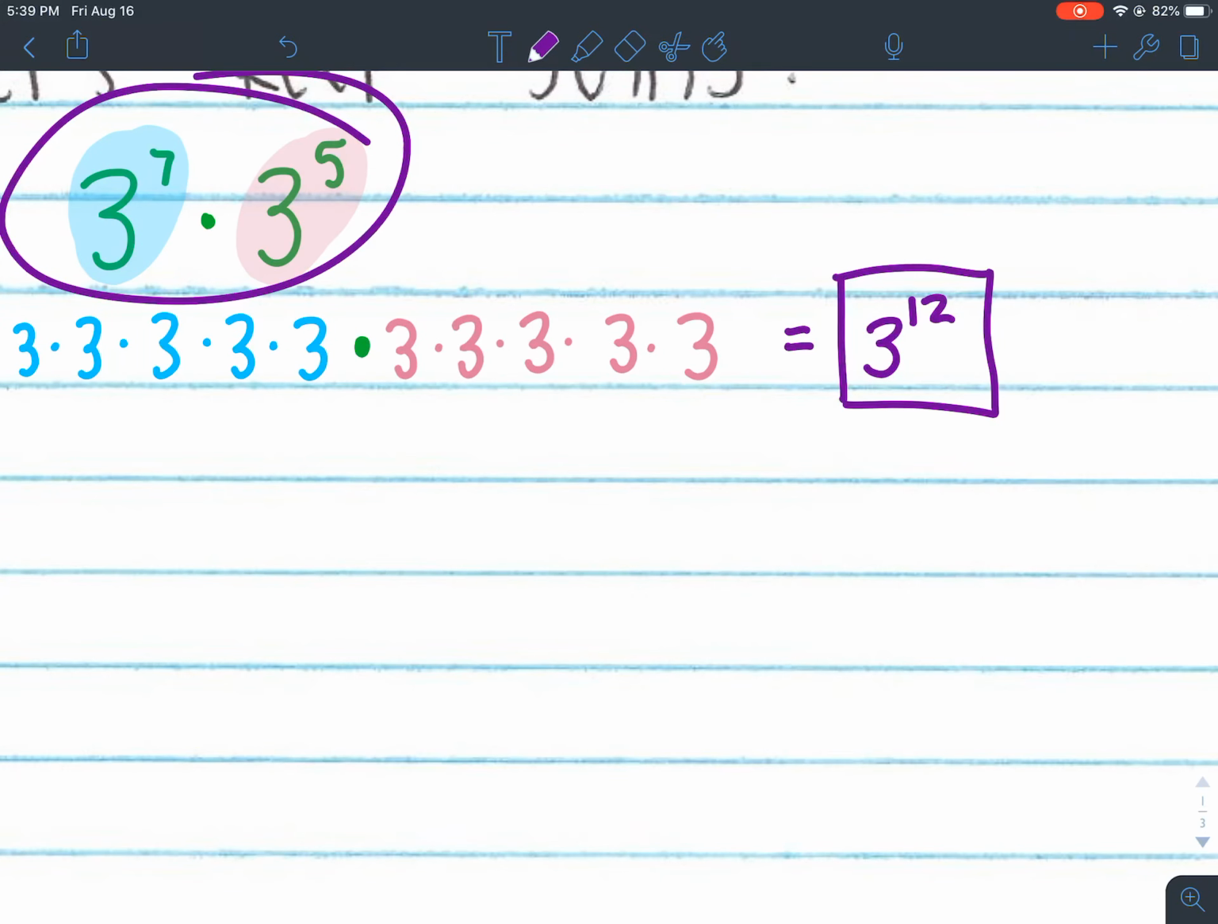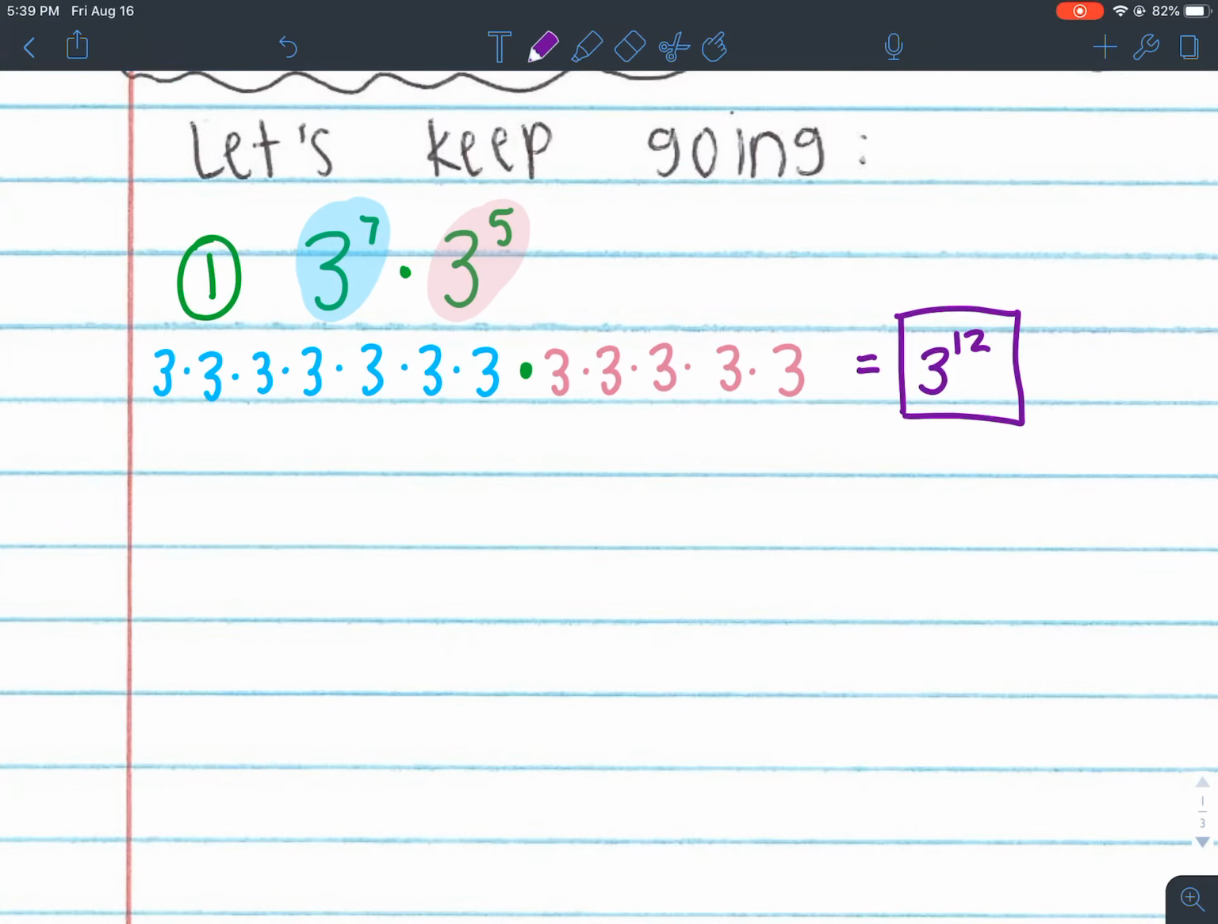Well, the shortcut is to add the exponents. I can just use 7 plus 5, and that would give me 12. That's the product rule, right? You add the exponents to get the other one. So this only works if they're the same base. The base is like the big number. The base is the 3 here, okay? So it's the bigger number, and then there's the exponent, which is the smaller number.